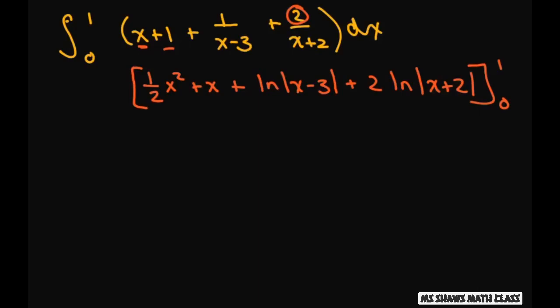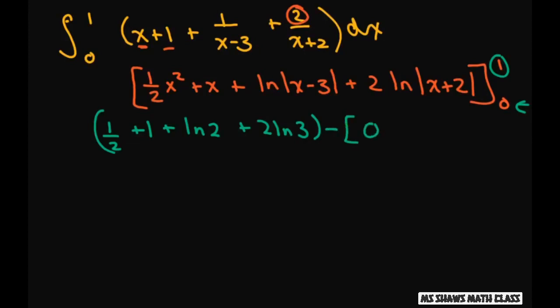So when you plug in 1, you're going to get 1/2 plus 1 plus ln of 2 plus 2 ln of 3. So that's that first part. Now do the 0. So you're going to get minus 0 plus 0 plus ln 3 plus 2 ln of 2.